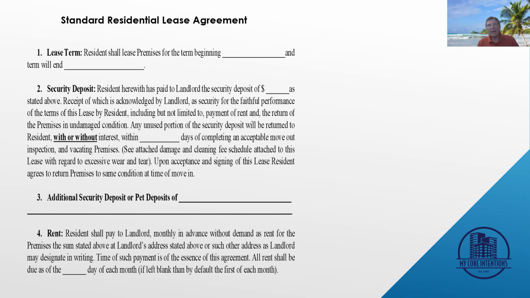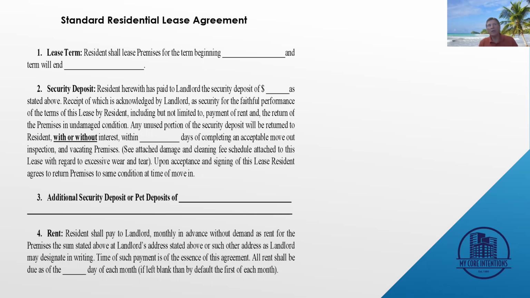Then we have a line item for any separate accounts or separate deposits, maybe a pet deposit or an extra security deposit. I know I've had people move into properties where their credit was just a little shaky and I asked for 2 months security deposit instead of just 1. So you want to state those types of things.